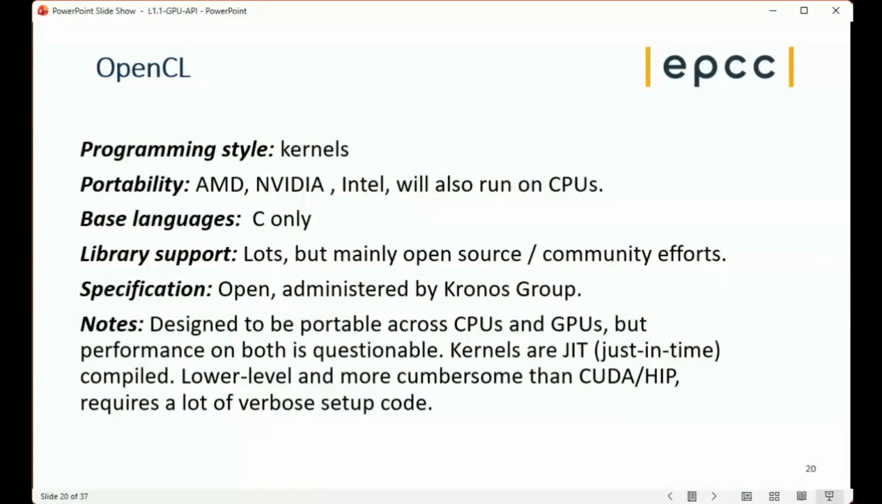So those are the two kernels approaches. Well, sorry. The final one is OpenCL. OpenCL has been around a long time. It is designed to be very portable. Okay, it's only C. There's lots of support and it's open, but it's designed to be portable across CPUs and GPUs. But the performance is kind of questionable.